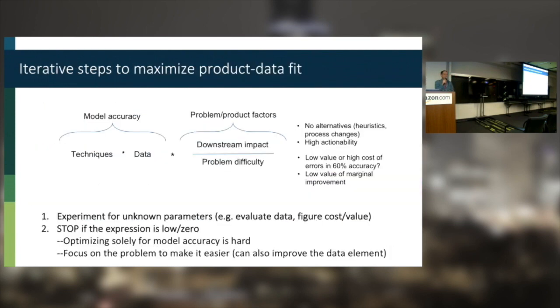Okay, and the other guiding principle that we have, and we'll get to the technical bit in a minute, is how we think about things. We iterate to maximize the fit between the data and the product. Problem or process depends on the use case, but in this specific case, this is what we call the product data fit. We have data, certain techniques that we use. This is essentially what's driving the accuracy of the model. And we have the problem that we are trying to solve.